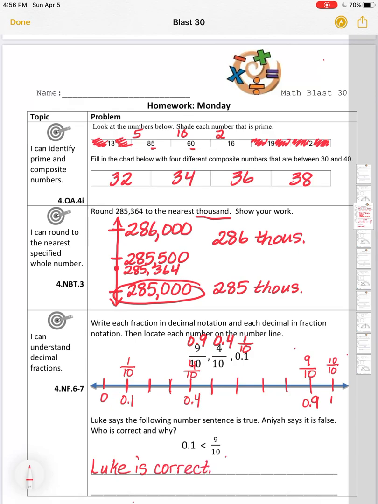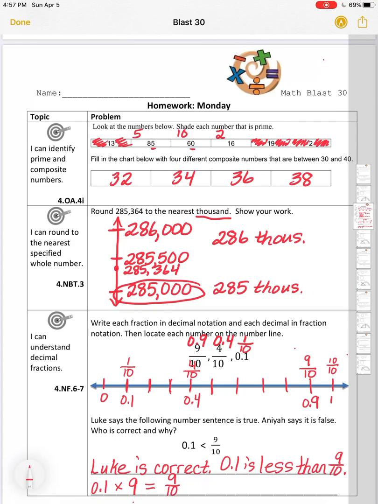1 tenth is less than 9 tenths. And there's some reasons I could use. I might say that 1 tenth is left of 9 tenths on the number line and left is less on our number line. I might also note that 1 tenth is a unit fraction and 1 tenth times 9. It takes 9 groups of 1 tenth to make 9 tenths. Okay.